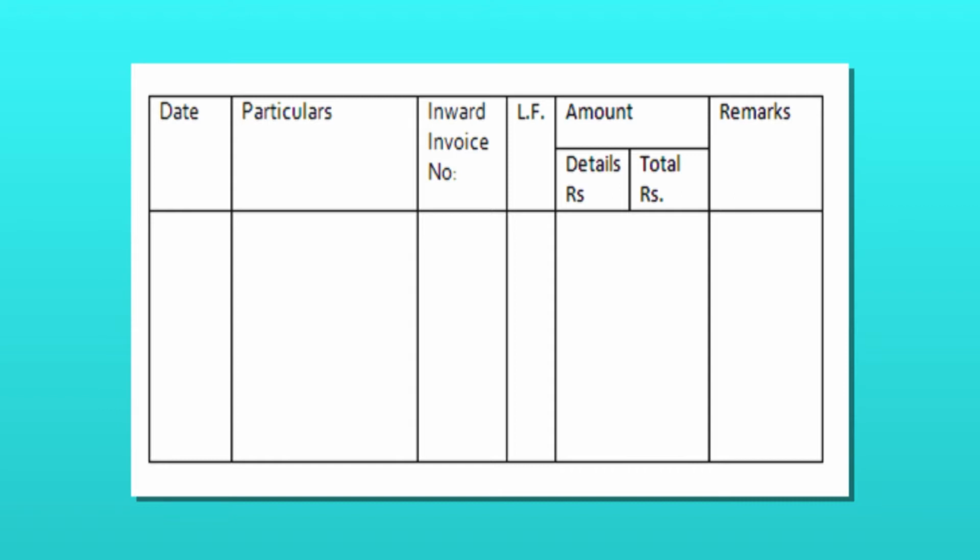It means when we are buying the goods on credit basis, the invoice number of inward is written here. Then the fourth one is ledger folio. Here the page number of the ledger folio is recorded. Then the amount. Here the detail is written, and in the sixth column the remarks are written. If any remarks are there pertaining to that business transaction, then the remarks are entered here.